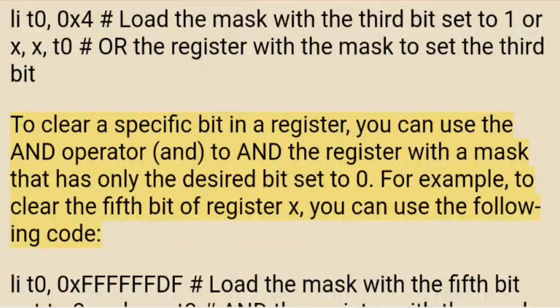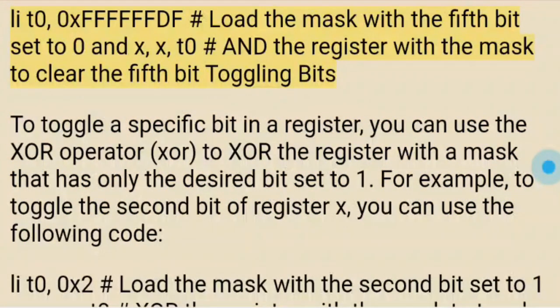To clear a specific bit in a register, you can use the AND operator. AND the register with a mask that has only the desired bit set to 0. For example, to clear the fifth bit of register X, you can use the following code. LI T0, 0xFFFFFFDF # load the mask with the fifth bit set to 0. AND X, X, T0 # AND the register with the mask to clear the fifth bit. Toggling bits.